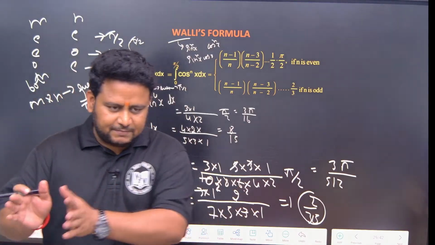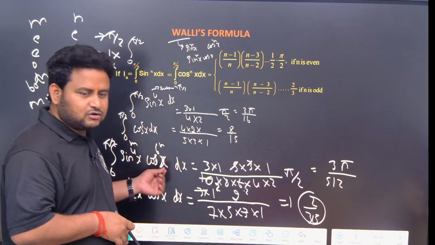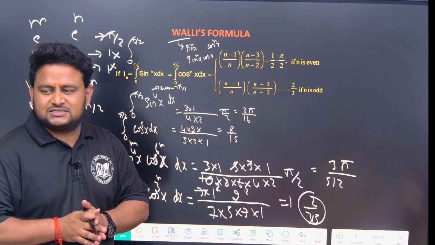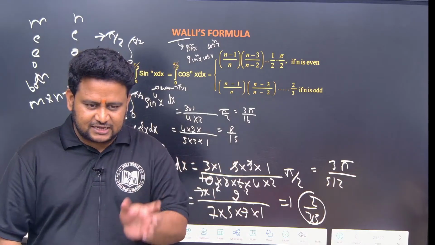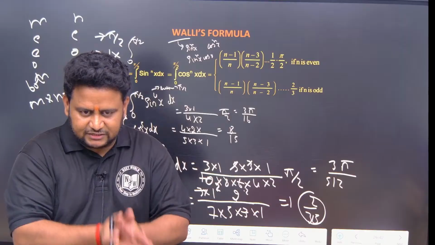If it is even, pi by 2. If it is not even, no need of pi by 2. But when sin and cos come together, you should take what? If both are even, then only pi by 2. Otherwise, no pi by 2. And in the denominator, write the value. Whatever power is there, write the value. But if it is sin and cos, add both the powers and write the value in the denominator.